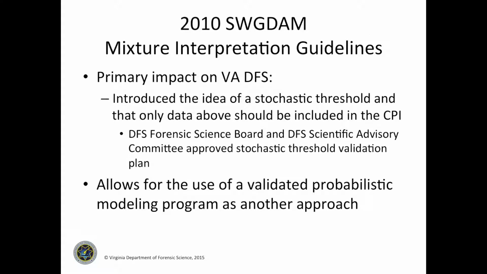When the guidelines were released, the initial impact was the idea of a stochastic threshold. Like everyone else, we drafted a validation plan. However, our plan had to be approved by our two governing organizations, our Scientific Advisory Board and ultimately our Forensic Science Board. The guidelines also allowed for the use of a validated probabilistic modeling approach, which, while not a short-term solution for us, our technical leader looked at this and put it on our radar for future research.